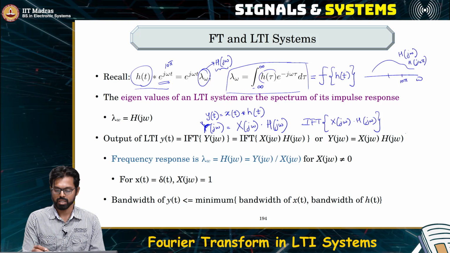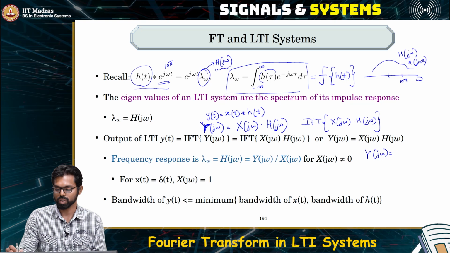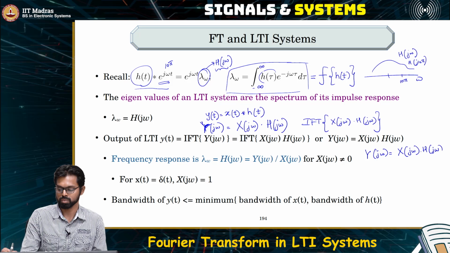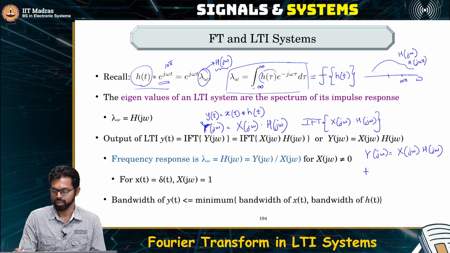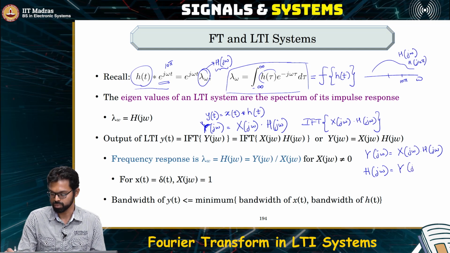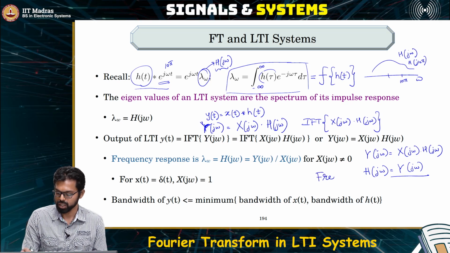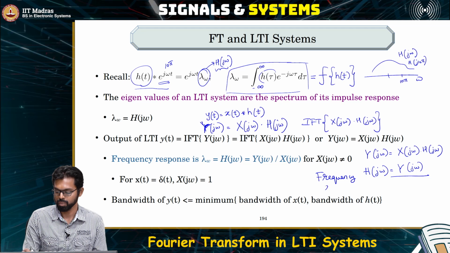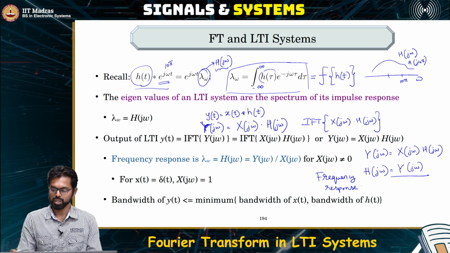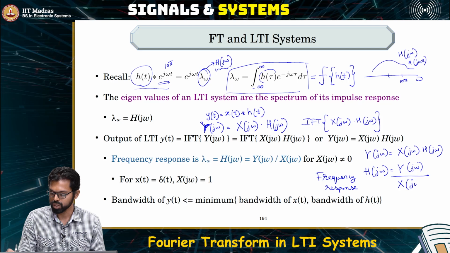What does it tell? So it tells us that the spectrum of the output is the product of the spectrum of the input and the impulse response. From this relationship, I can find out the spectrum of the impulse response as this ratio. That is, the frequency response is the spectrum of the impulse response, right? And basically that is nothing but the ratio of the Fourier transform of the output divided by the Fourier transform of the input.